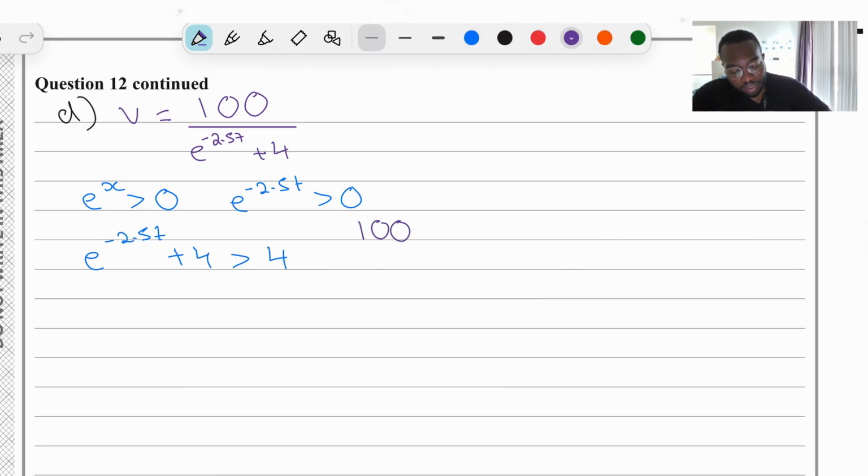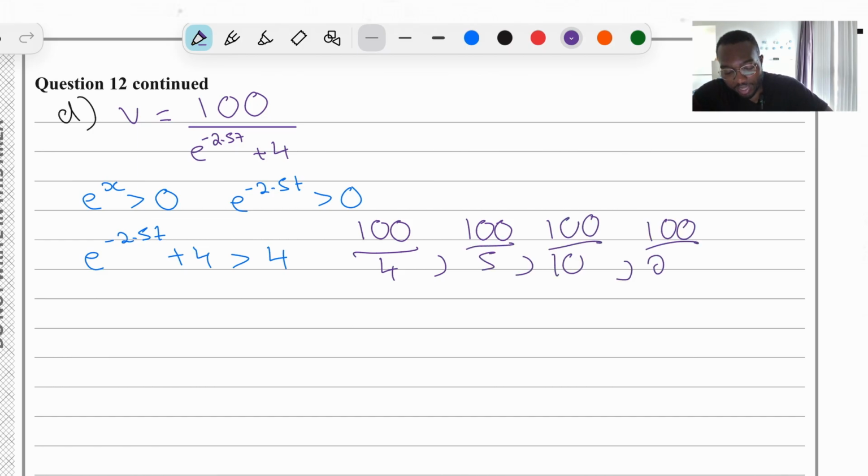Well, if you think about it, we'd have 100 over 4, which is 25, okay? That is pretty much the biggest value you can have, because if the denominator has to be greater than 4, then we're going to get 100 over 5 or 100 over 10 or 100 over 20 and so on. T is just going to keep going up, right? So the largest value we can have for V is just 100 over 4. And 100 over 4 is just 25. So yeah, L is just 25.